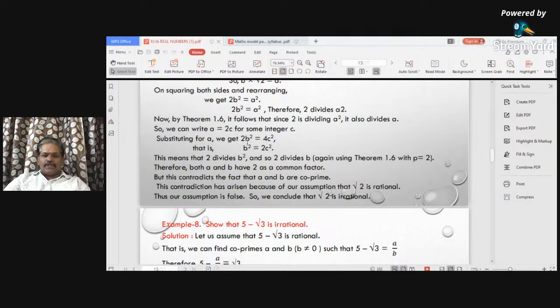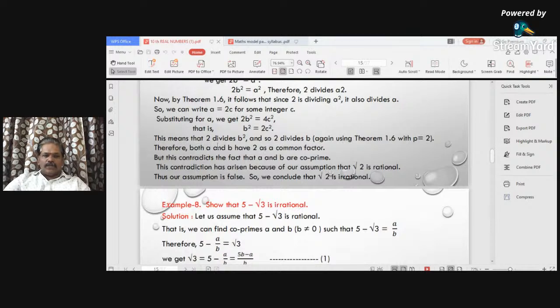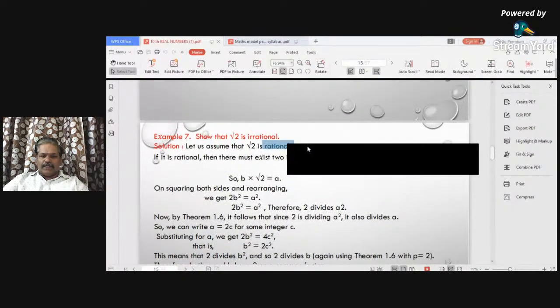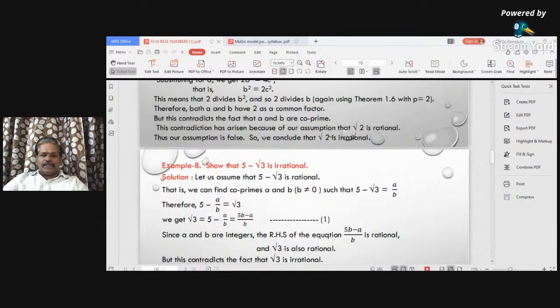Substituting for a, we get 2b square is equal to 4c square, that is, b square is equal to 2c square. This means that 2 divides b square, so 2 divides b, again by using Theorem 1.6 with p equal to 2. Therefore, both a and b have 2 as a common factor. But this contradicts the fact that a and b are co-prime. They are not co-prime. This contradiction has arisen because of our assumption that root 2 is rational. Thus, our assumption is false. We can conclude that root 2 is irrational.